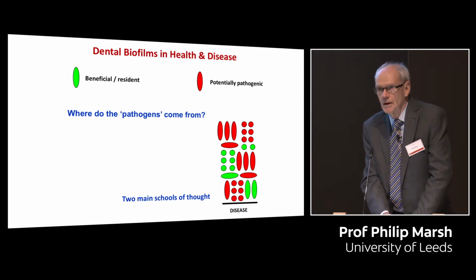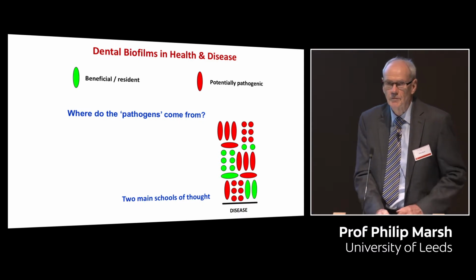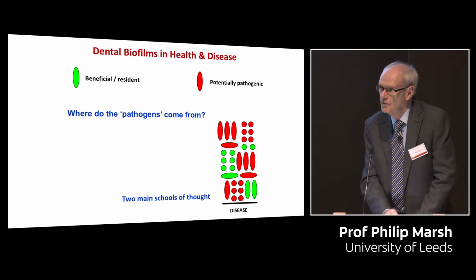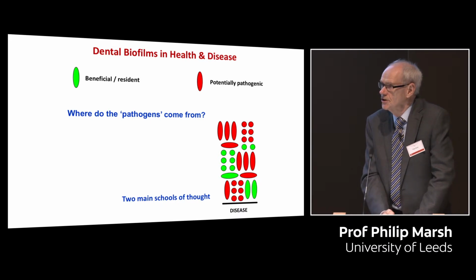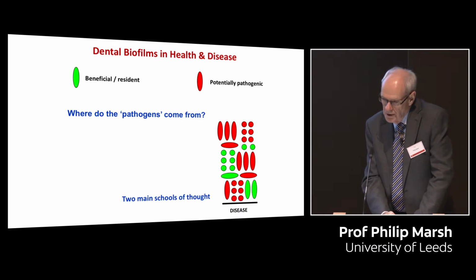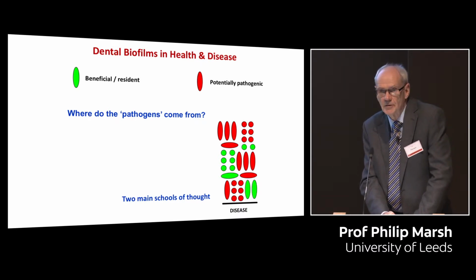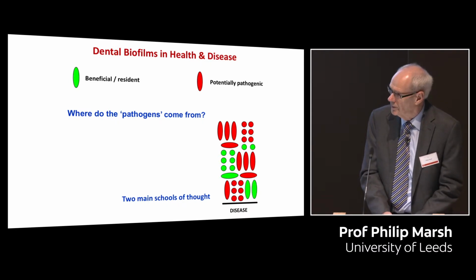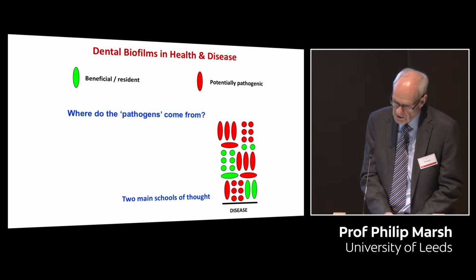So let's simplify things. Microbiologists like to give difficult names to lots of organisms, making it pretty difficult for non-specialists to understand. So let's call all the beneficial organisms green, and the potentially pathogenic organisms red. We know that in disease, whether it be caries or periodontal disease, we get far higher numbers of the red, potentially pathogenic ones, than the green beneficial ones. But where have these organisms come from? How do they suddenly dominate at a site?